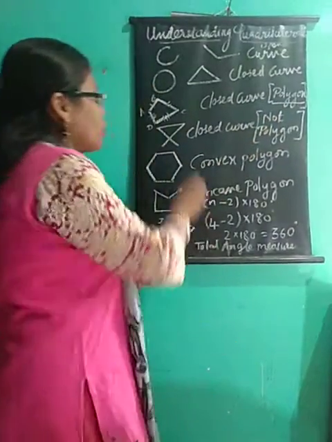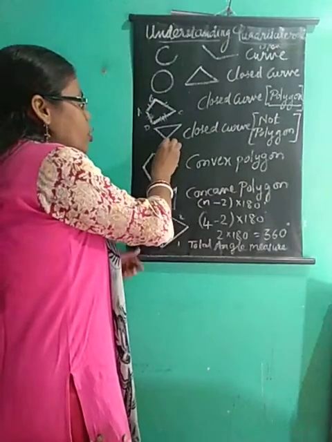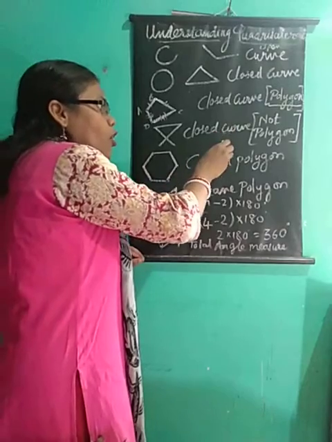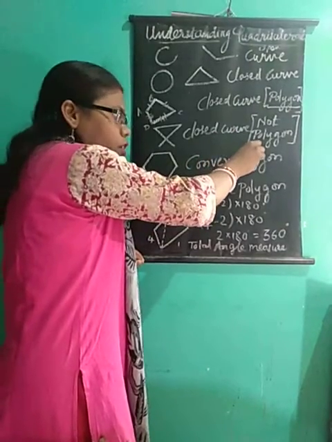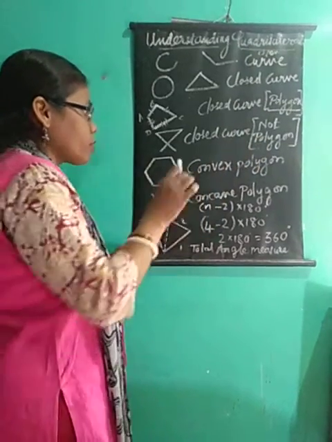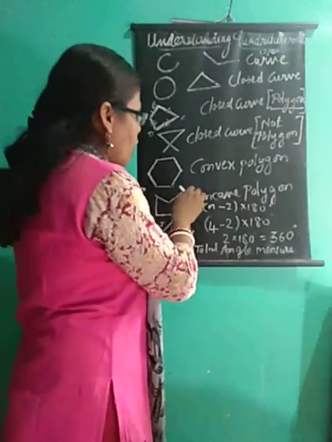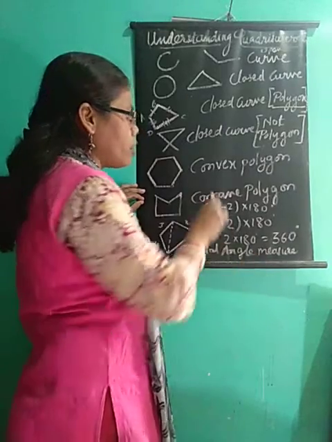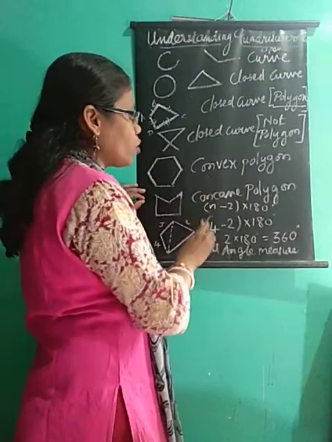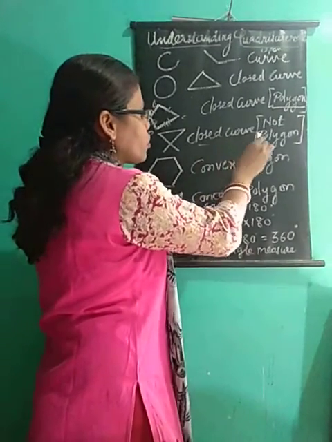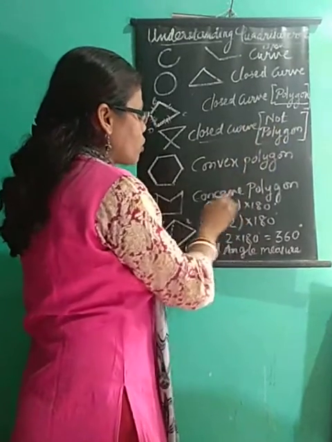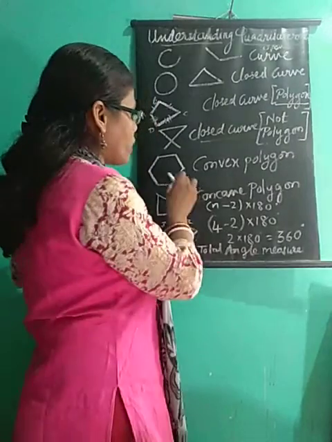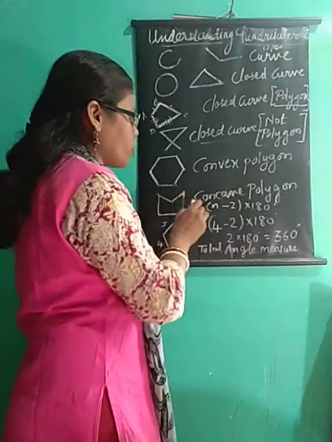Now this is also a closed curve. This is also a closed figure with line segments, but it is not a polygon. There are 2 different types of polygon: convex polygon and concave polygon. This is simply a closed curve. It's not a polygon. It will come later on under your concave polygon. How is this? Convex polygon and concave polygon.